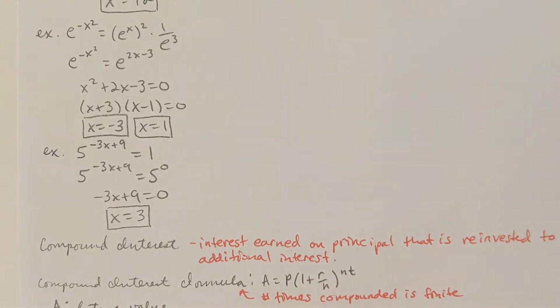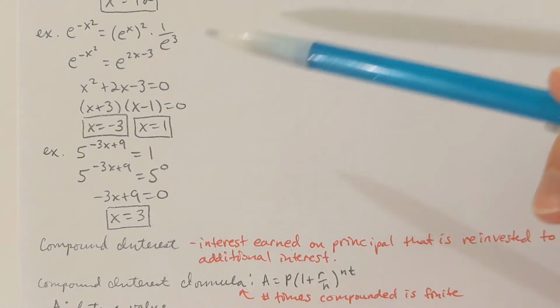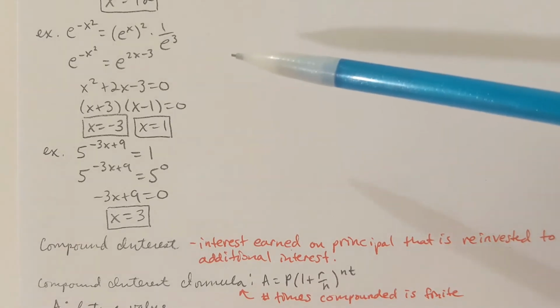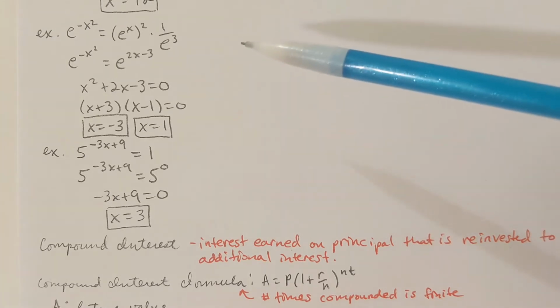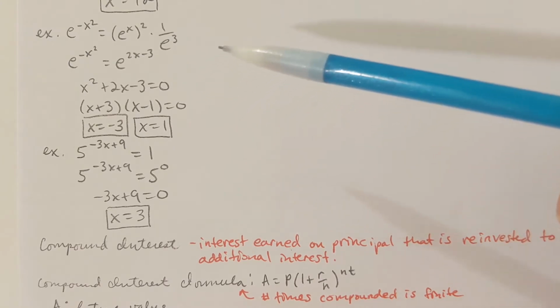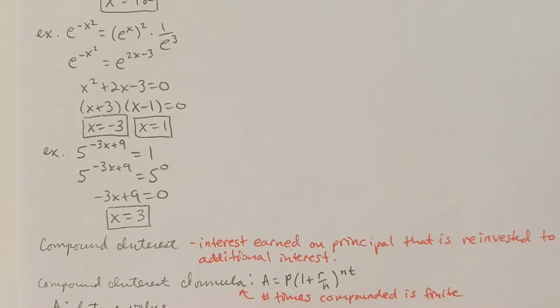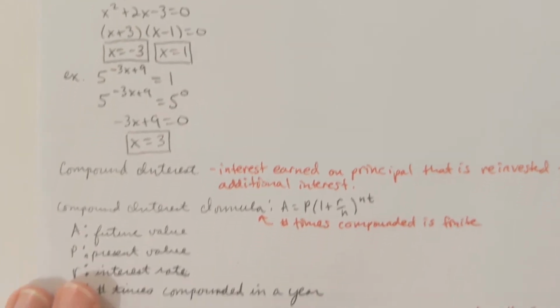Okay, e to the 2x minus 3 equals e to the negative x squared. Base is the same, the number e. So I can set the powers equal. Negative x squared equals 2x minus 3. I'm going to add x squared to both sides. So x squared plus 2x minus 3 equals 0. Okay, x plus 3 times x minus 1 equals 0. Means that x equals negative 3 and x equals 1. Okay, both those are solutions.